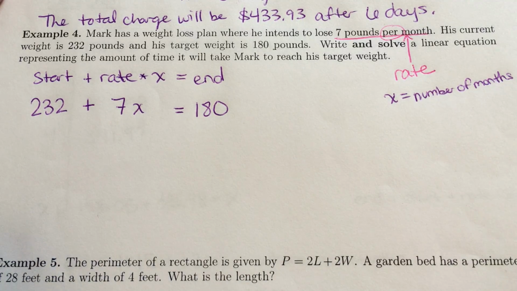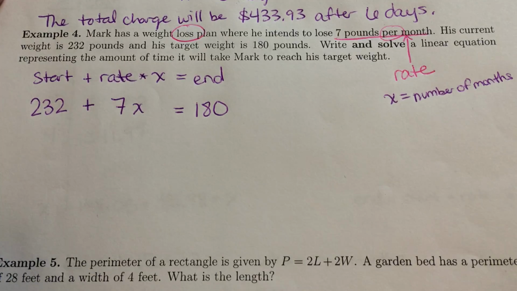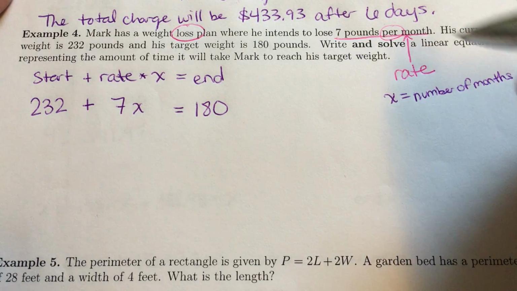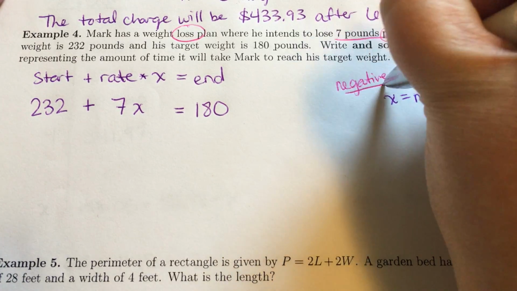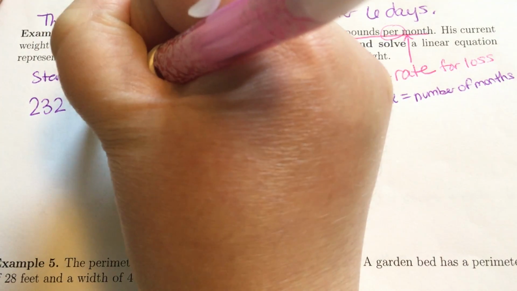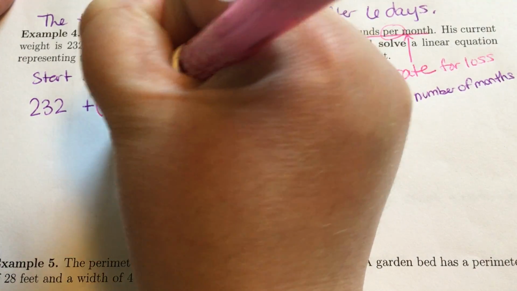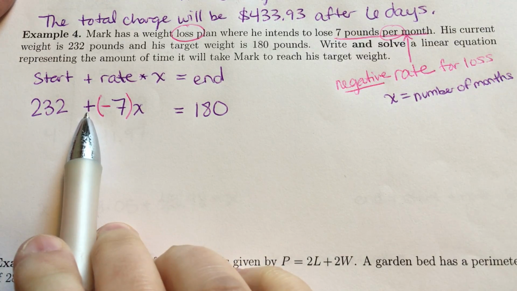So what we neglected is that this is a weight loss plan. So what loss does is it makes a negative rate. So there's a negative rate for a loss. So I'm going to make this a negative 7x. The other way to think about it is to make this subtraction.